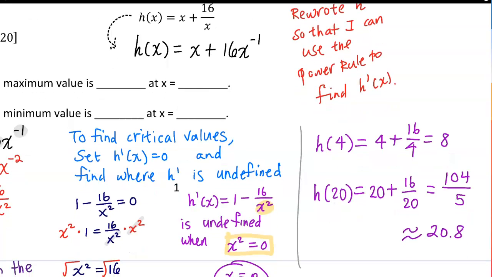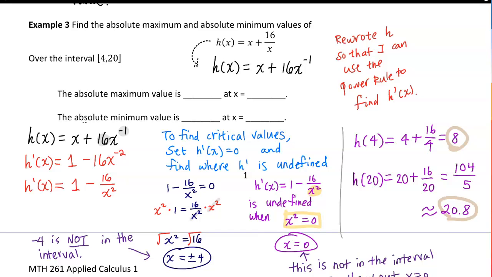Who is bigger? Compare 8 and 20.8. 20.8 is bigger, so our final answer is that the absolute maximum value is 104/5 or 20.8, and this happens when x is equal to 20. The absolute minimum value is 8. That was a smaller y value, and that happened when x equals 4.